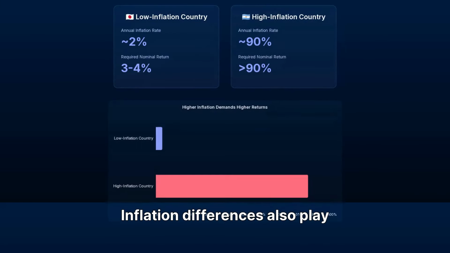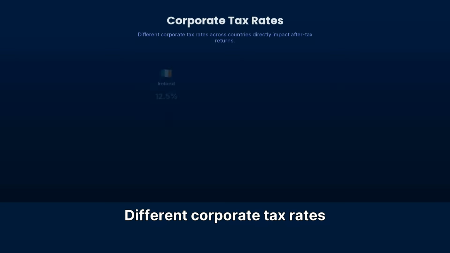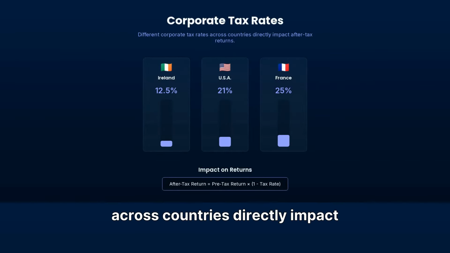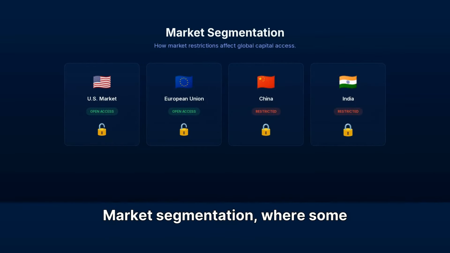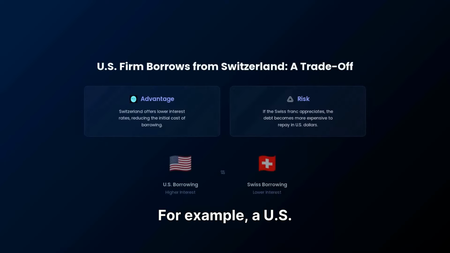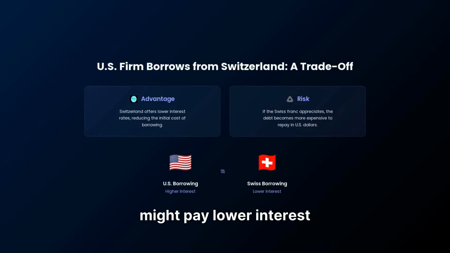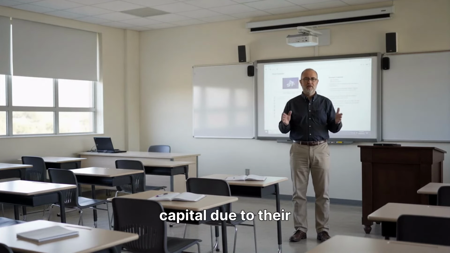Inflation differences also play a role, as high inflation countries require higher nominal returns to compensate investors. Different corporate tax rates across countries directly impact after-tax returns. Market segmentation, where some financial markets restrict foreign participation, can also affect capital access. For example, a U.S. firm borrowing in Switzerland might pay lower interest rates but faces exchange rate risk if the Swiss franc appreciates.